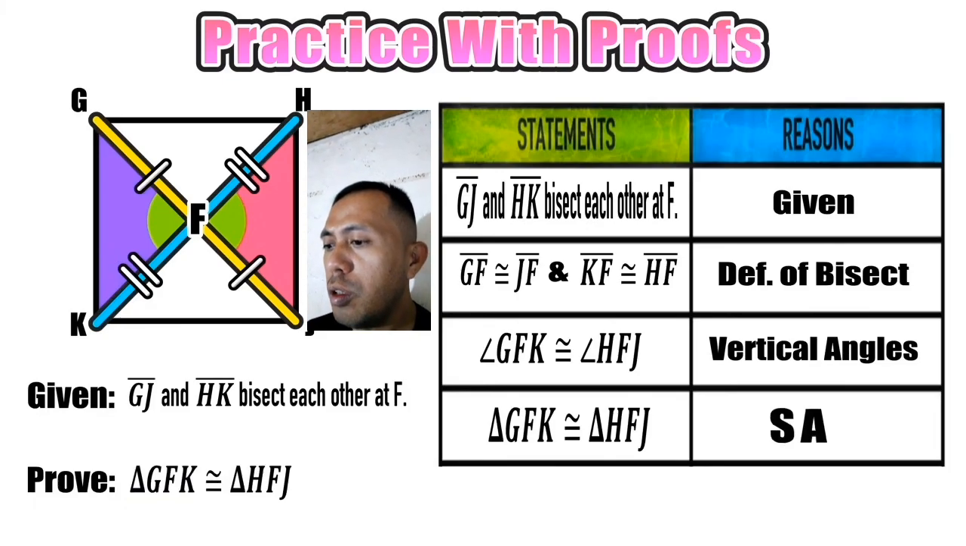Next, notice we have a pair of vertical angles, angle GFK and angle HFJ. We can say they are congruent because all vertical angles are congruent. At this point, we should check if we have enough information to prove that triangle GFK is congruent to triangle HFJ. The answer is yes. We have two congruent sides and one congruent angle between them. So we can use the side-angle-side postulate to prove the congruence.